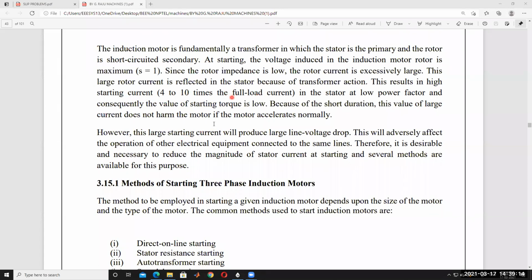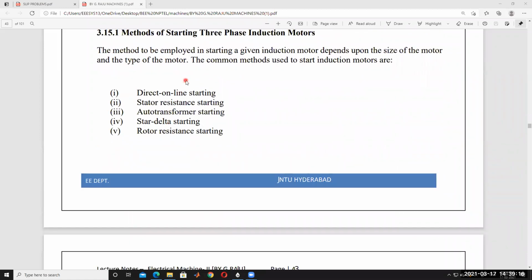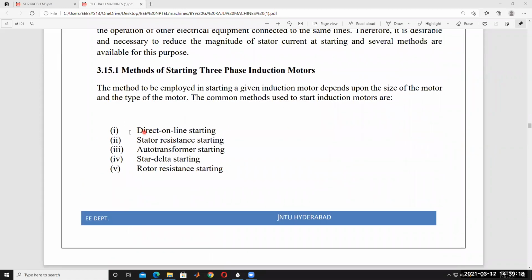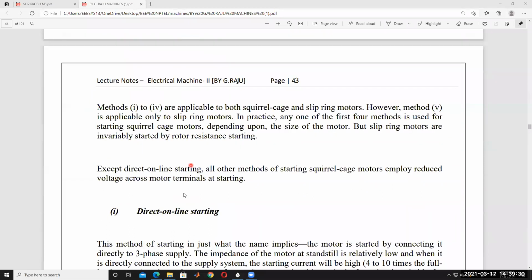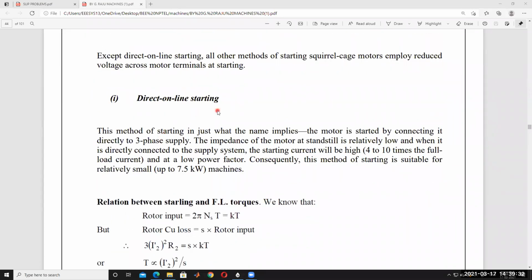This can be controlled by using three-phase induction motor starting methods: direct online starting, starter resistance starting, auto transformer starting, star delta starting, and rotor resistance starting. We have to discuss them one by one. First, direct online starting.